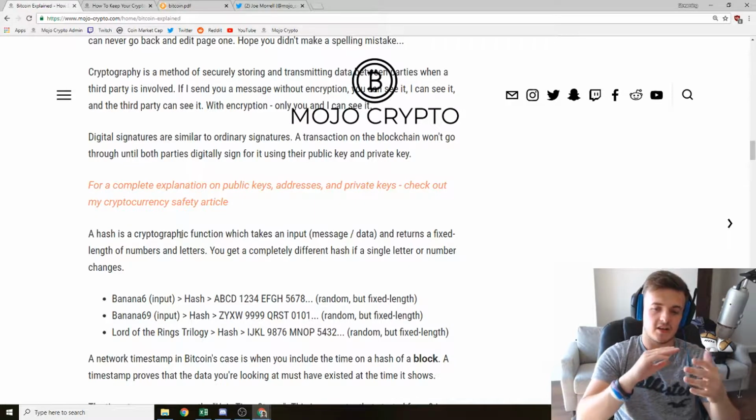It basically gives you a completely different, random but fixed length string of letters and numbers.